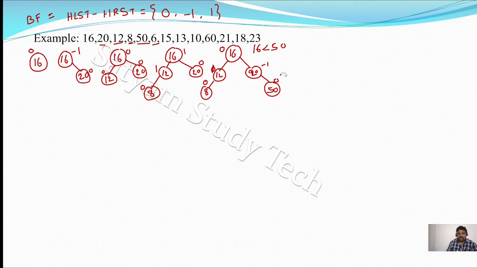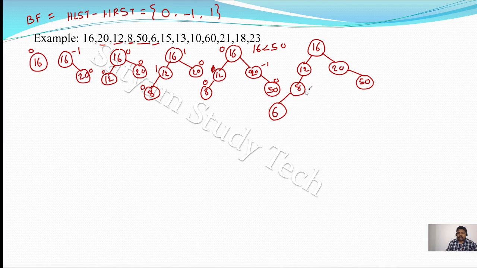Now we have to add 6. Where can you add 6? Here it is 16, here it is 12, here it is 20, 8 is here and 50 is here. Now you can add 6 on the left. Okay, 6 is added here.